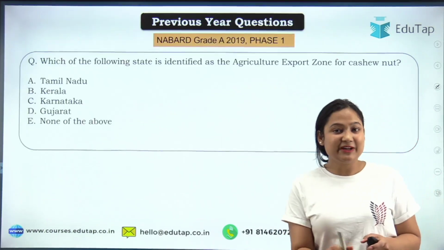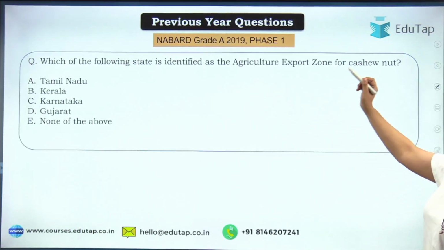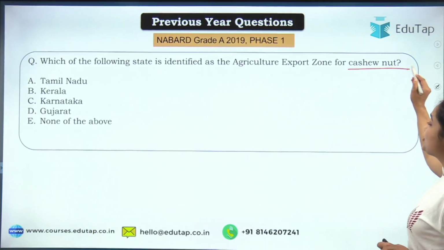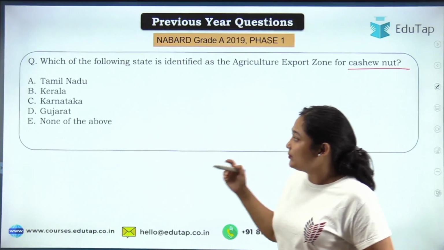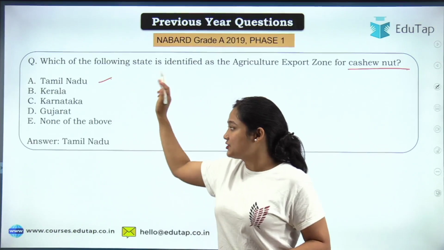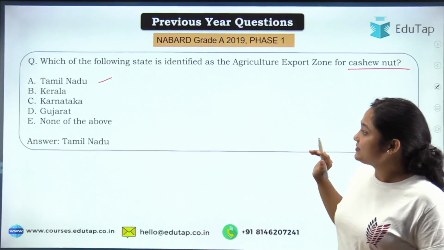Now moving to the PYQ that we have discussed. Which of the following states is identified as agriculture export zone for cashew nut? Your options are Tamil Nadu, Kerala, Karnataka, Gujarat. So, from there we can see for cashew, only Tamil Nadu is the state where the agri export zone has been placed.